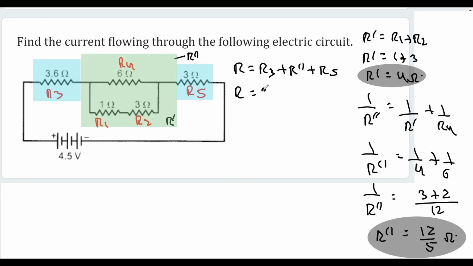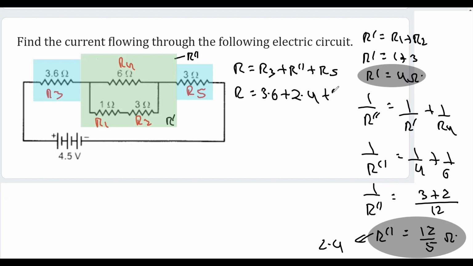Now let's add these. It comes out to be what? 3.6 plus this, which is how much? This is 12 divided by 5, right? So 12 divided by 5 should give you 2.4. So this is 2.4 from here.